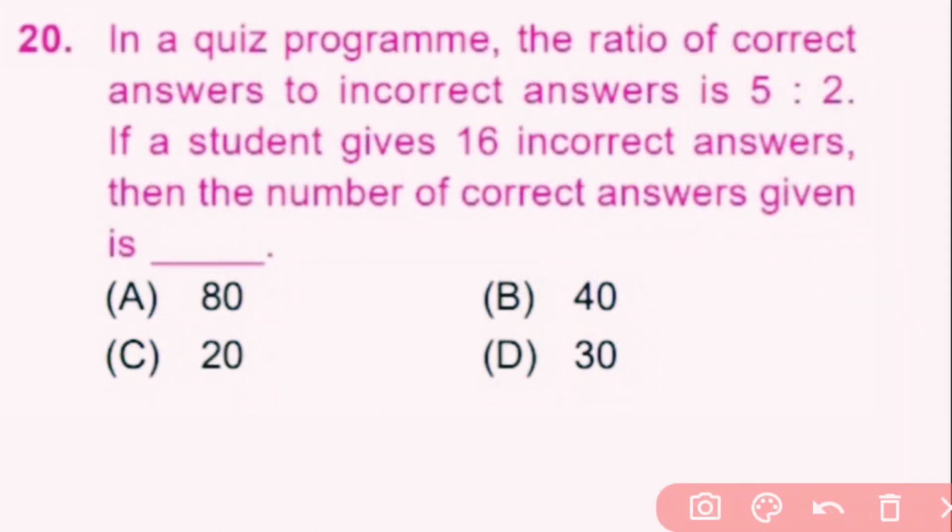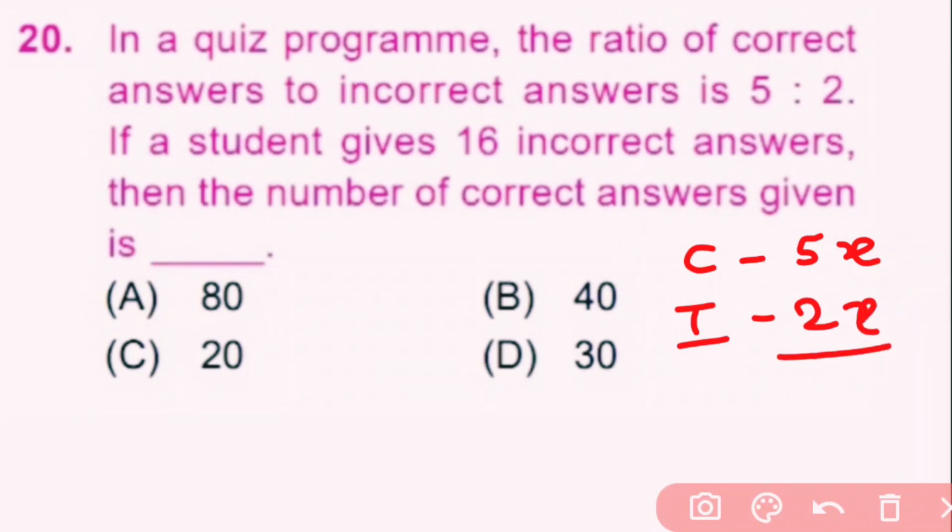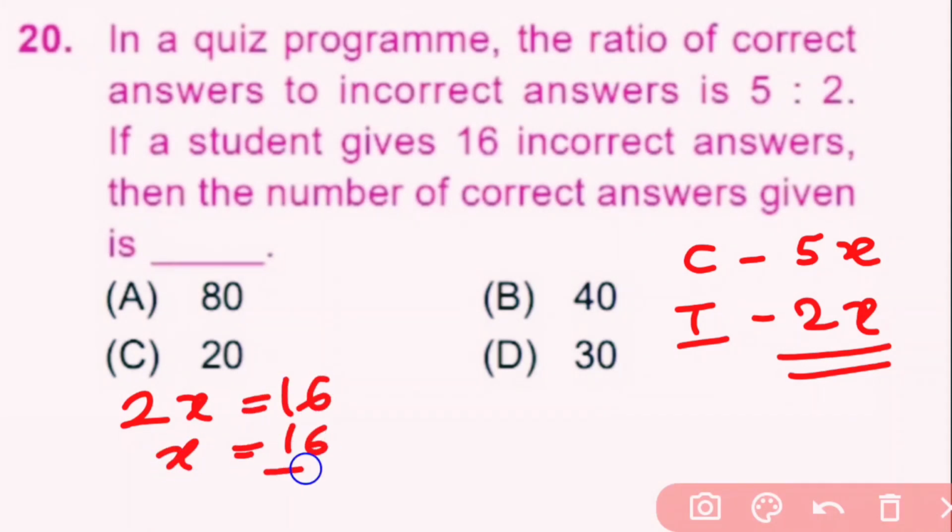In a quiz program, the ratio of correct answers to incorrect answers is 5:2. If a student gives 16 incorrect answers, then the number of correct answers given is dash. So here the number of correct answers we consider as 5x and incorrect answers 2x. So total incorrect answers 2x is equal to 16. So x is equal to 16 by 2 is equal to 8.